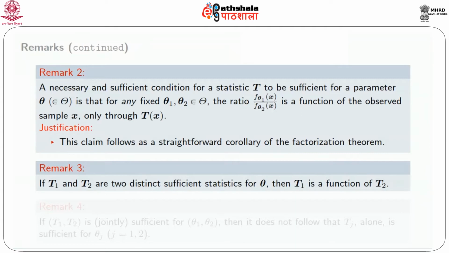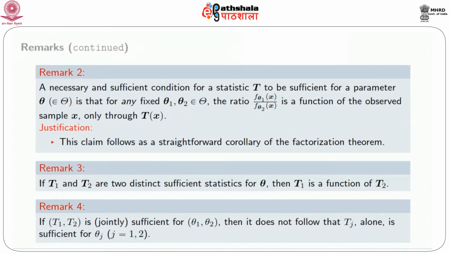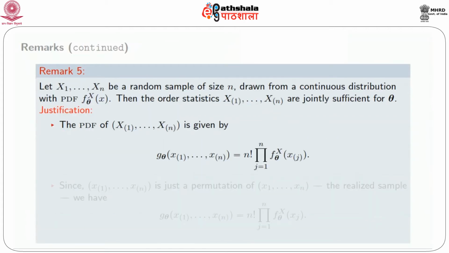Our third remark is, if T1 and T2 are two distinct sufficient statistics for theta, then T1 is a function of T2. But if (T1, T2) is jointly sufficient for (theta 1, theta 2), then it does not follow that Tj alone is sufficient for theta j, j equals to 1, 2.